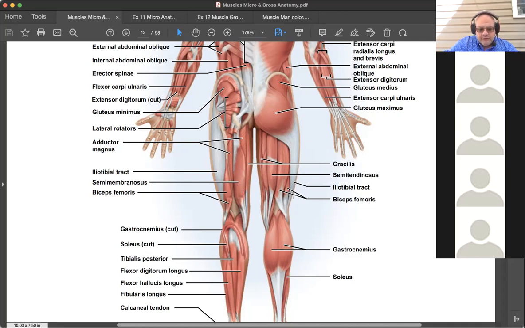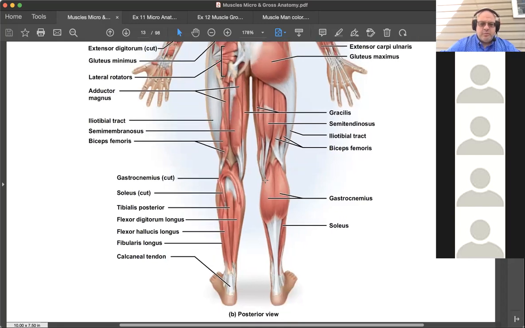If you see all three of them, again, biceps femoris is going to be on the lateral side of the knee. On the medial side of the knee, you've got semi-T and semimembranosus. And again, when you see the two together, semi-T will be more superficial. Semimembranosus is deep to semi-T.